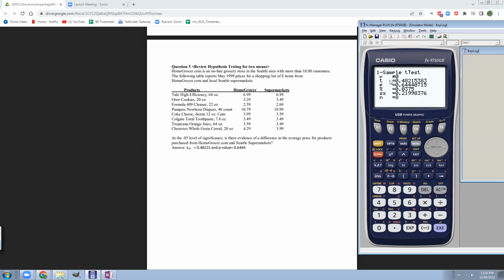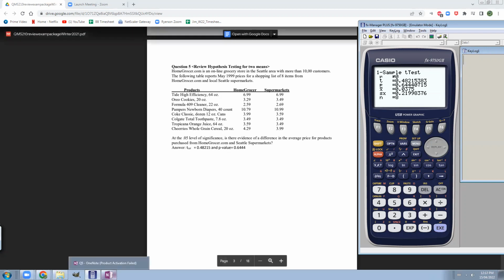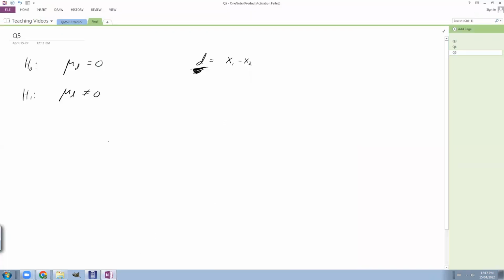And we run that and we get our test statistic 0.482 and our p-value 0.6444. This p-value 0.6444 is much greater than the 0.05. And so that means we do not reject the null hypothesis. Right, we do not have enough evidence to say that there is a difference in prices between the website and the supermarkets.